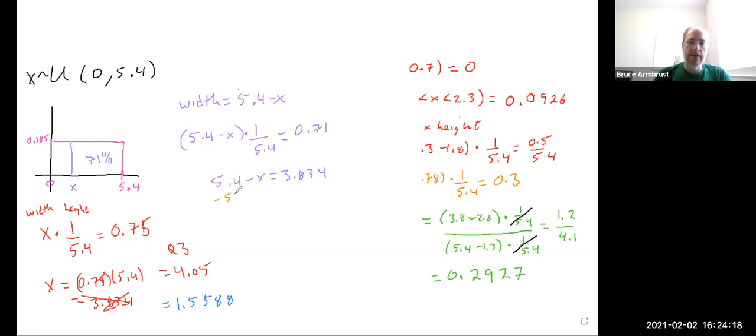So we'll subtract 5.4. I'm just moving stuff around. So that leaves me a negative 1.566. And then I just have to change the signs on those. Divide by -1. Give me x equals 1.566.